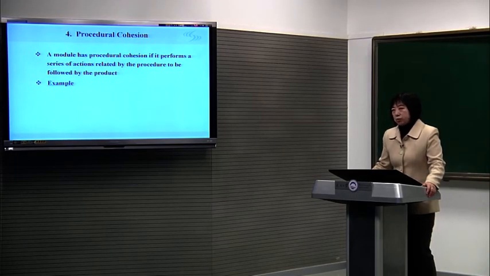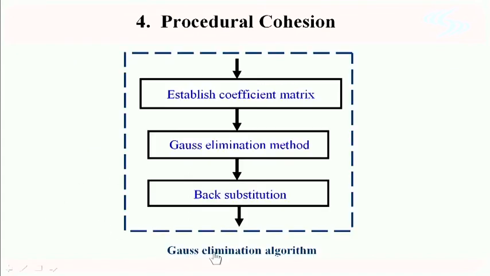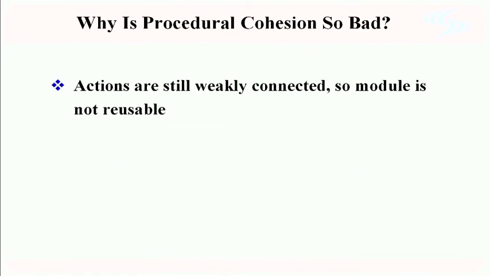procedural coherence. A module has procedural coherence if it performs a series of actions related by the procedure to be followed by the product. For example, this is the case for the Gauss elimination algorithm. You can see that there are more than one task inside this module, but all those tasks should be executed in sequence. So that's why it is called procedural coherence. Well, the actions are still weakly connected, so the module is not reusable. It still has problems.